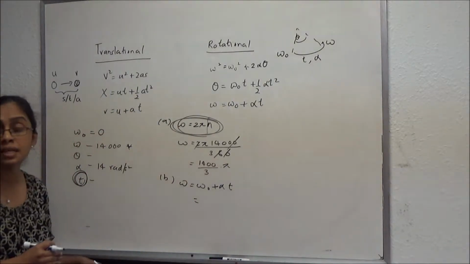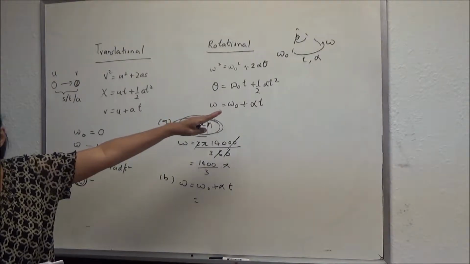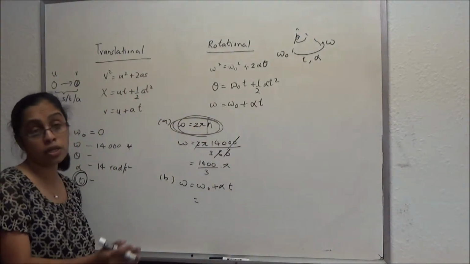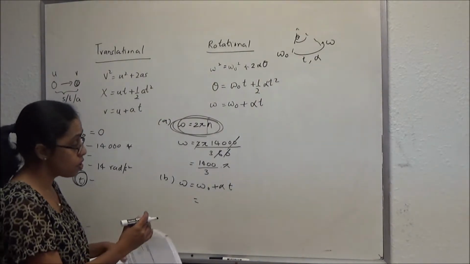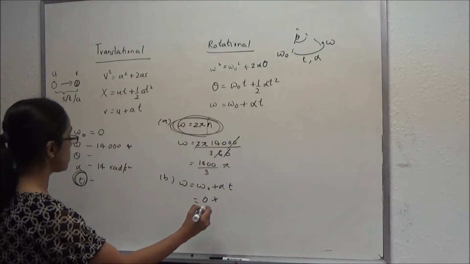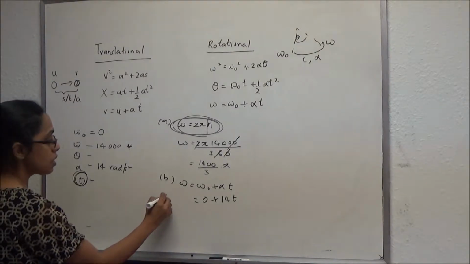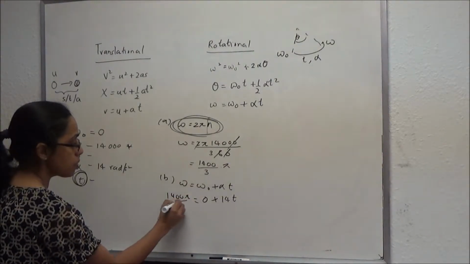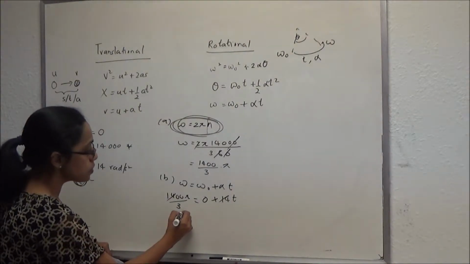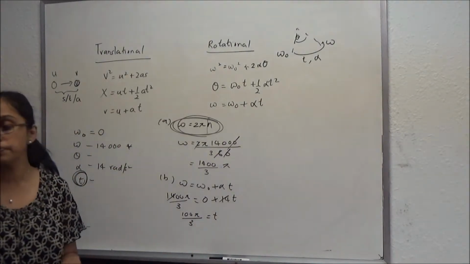What I always tell my students is to write these equations before you start doing the sum. Then you don't need to spend time thinking about what equation to use. So omega naught equals 0, alpha equals 14, and time equals t. This is 14 pi over 3. So this 14 gets cancelled with this 14. This will be 100 pi over 3.